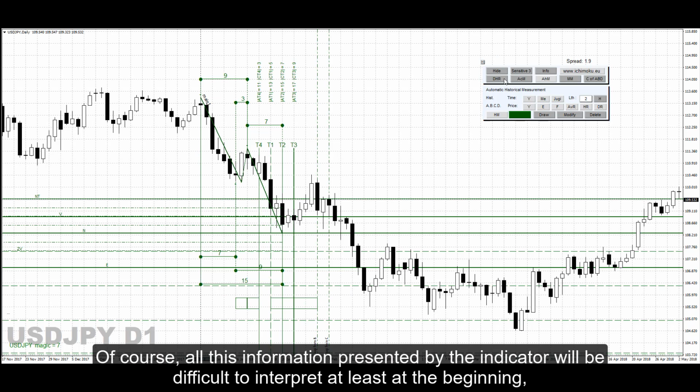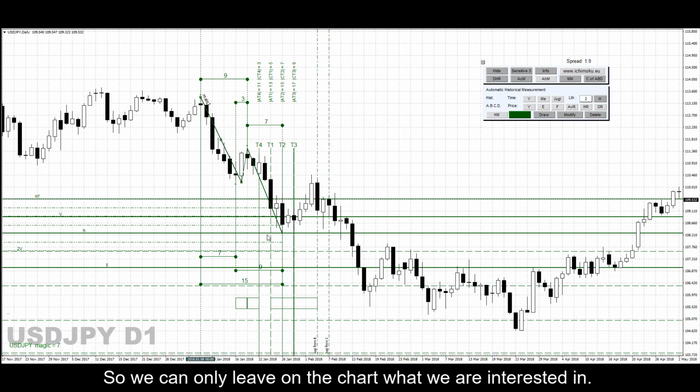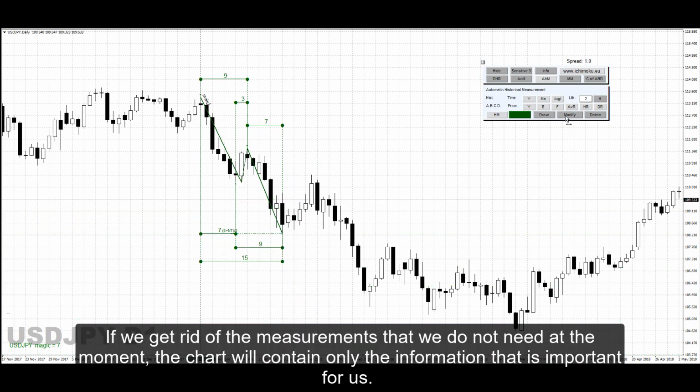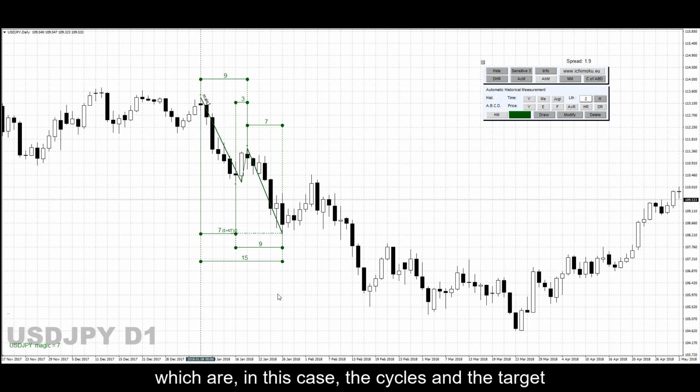Of course, all this information presented by the indicator will be difficult to interpret, at least at the beginning. So, we can only leave on the chart what we are interested in. If we get rid of the measurements that we do not need at the moment, the chart will contain only the information that is important for us, which are in this case, the cycles and the target.